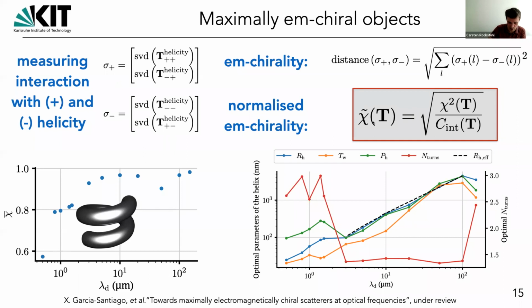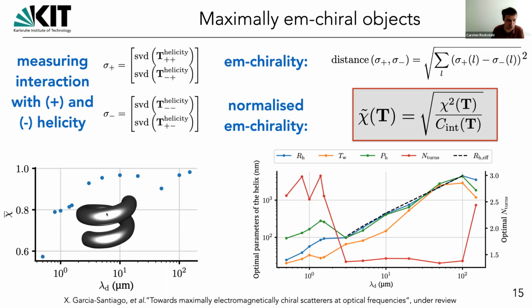Just to say, if you have an object that is maximum electromagnetic chiral, this is a quite peculiar object, because it would not interact with light of one helicity, whereas it strongly interacts with light of the opposite helicity. And this is quite appealing for many applications, like helicity filtering glasses or chiral sensing devices. These types of materials are very useful. And that's why there is an open question: can we design objects that have a very high normalized value of electromagnetic chirality?